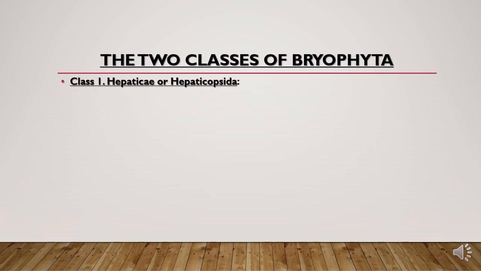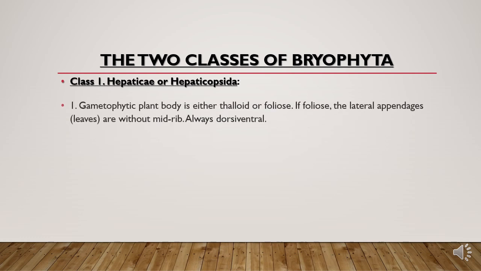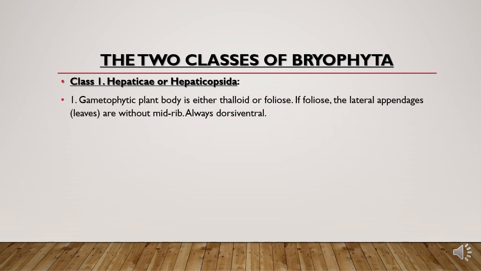The first class is known as the Hepaticopsida. The gametophytic plant body is either thalloid or foliose. If foliose, it means that the lateral appendages, which are the leaves, are with a midrib, always dorsiventral.